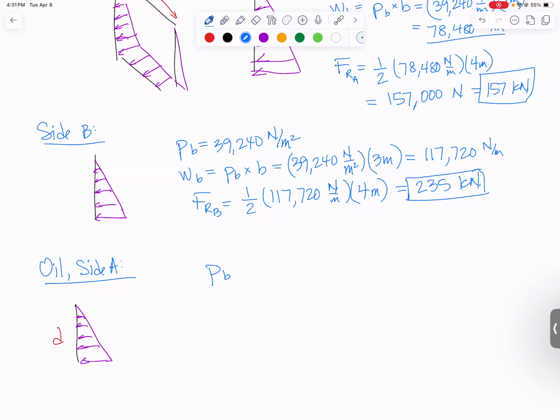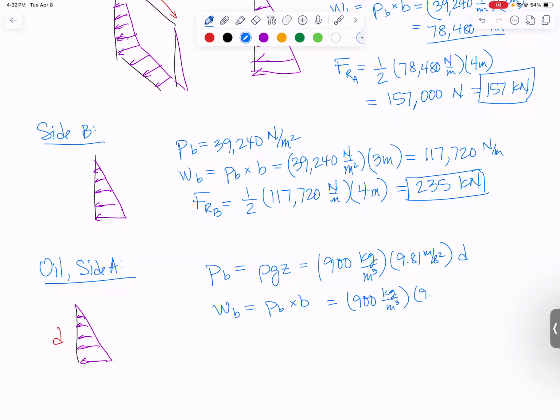First, we need to find the pressure at the bottom for the oil. Pressure at the bottom is going to be rho GZ. Well, rho is now the density of oil, not water. So we're going to do the 900 kilograms per cubic meter. G is still 9.81 meters per second squared. And then Z, that's the depth, is now our unknown D we need to solve for. Let's get the distributed load at the bottom. It's pressure at the bottom times B. We're doing side A, so B is 2 meters. So this is going to be 900 kilograms per cubic meter, 9.81 meters per second squared, times D times 2 meters.